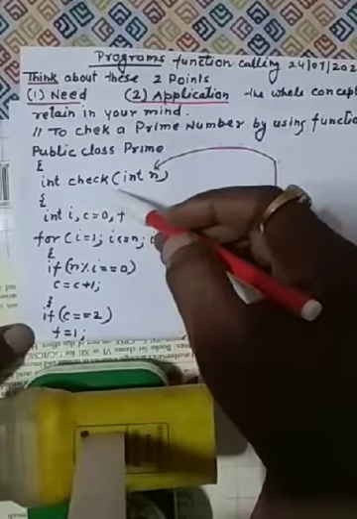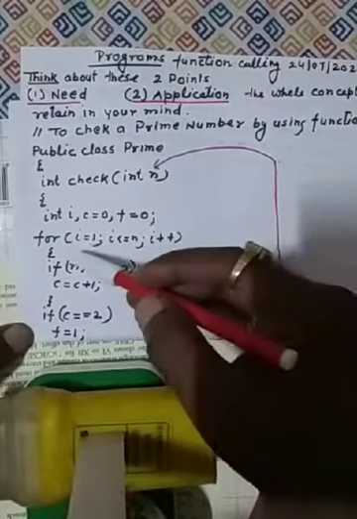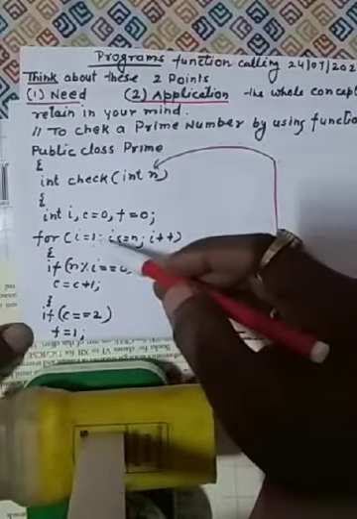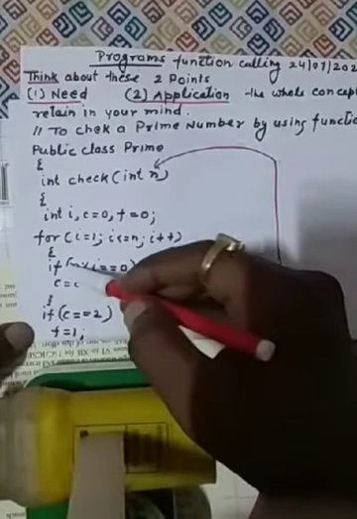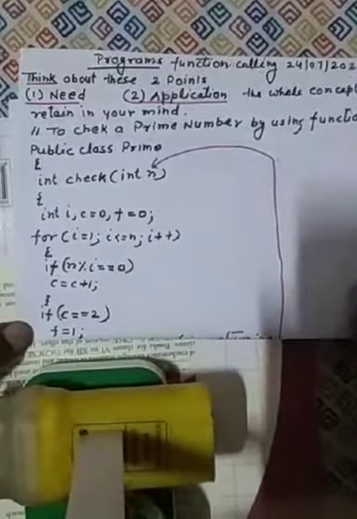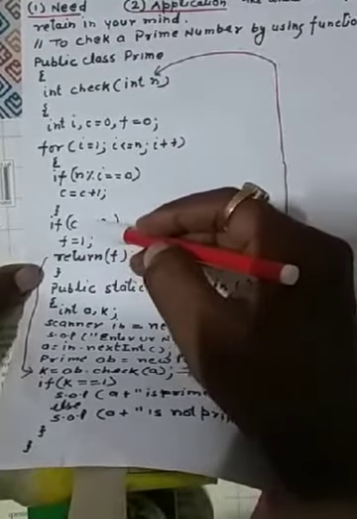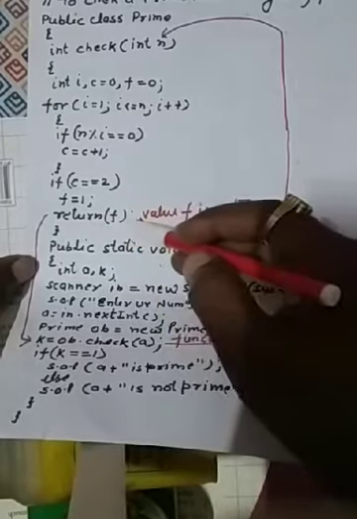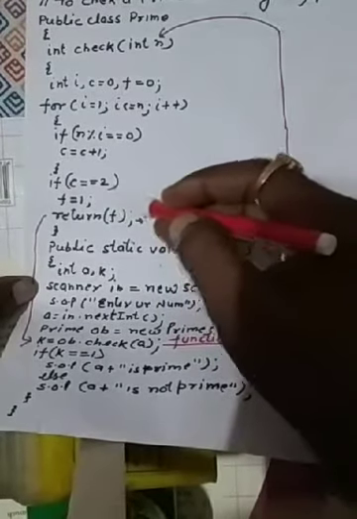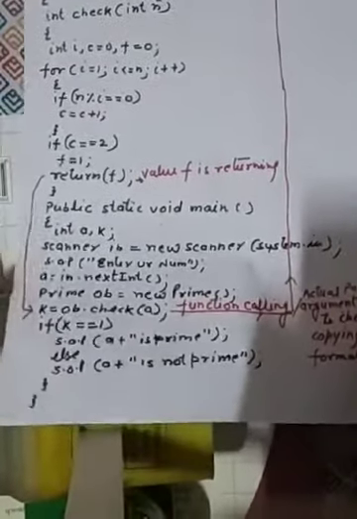The program name is check: int check(int n), int i, c = 0, f = 0. For i = 1 to n means we have to divide the number from 1 to 5, so n is 5 suppose. If n % i == 0, yes, c = c + 1, the counter will increase. When we come out from the loop, we check whether c is 2 or not. If it is 2, then we take f = 1 and we return f. So in case of a prime number, f is what is returned.